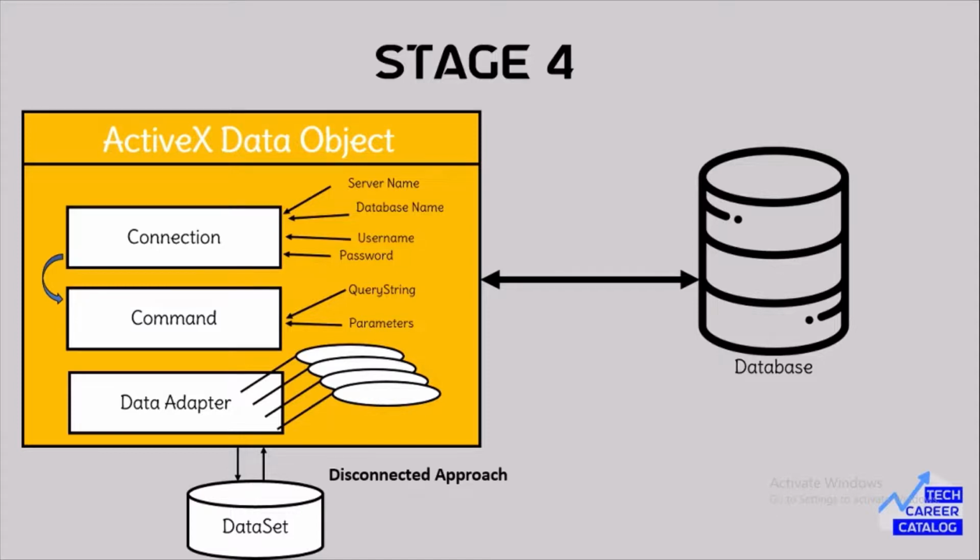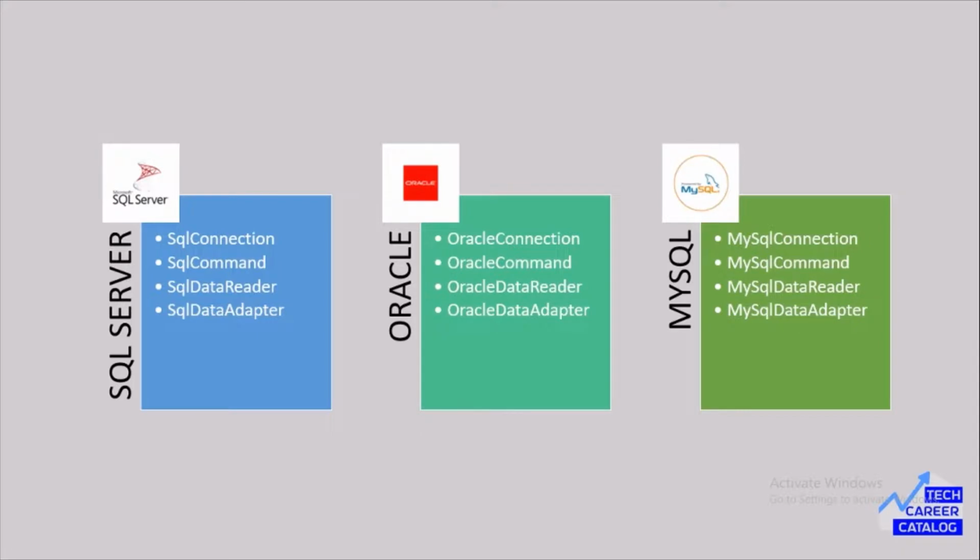Moving on. Whether the database comes from the SQL Server vendor, Oracle or MySQL, people have to use these objects accordingly. When you want a connection object, you have to say SQL connection if you are using Microsoft SQL Server. If you want to work with Oracle, there will be Oracle connection, Oracle command, Oracle data reader, Oracle data adapter. The same goes for MySQL. So whichever backend or database you are using, you have to use these objects accordingly to make a connection with the database.